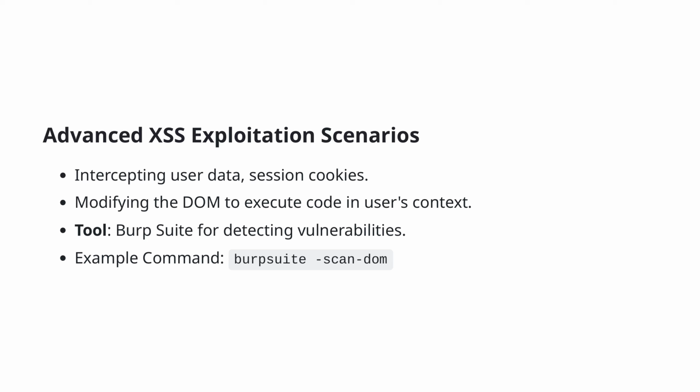In this slide, we are discussing advanced XSS exploitation scenarios. Here, attackers take a more sophisticated approach by intercepting user data and session cookies and modifying the DOM to execute code within a user's context. This can lead to significant breaches, as it allows attackers to manipulate session information and extract data directly from an unsuspecting user's browser. To identify such vulnerabilities, we can utilize tools like Burp Suite, which is highly effective in detecting potential XSS threats in a web application. An example command for Burp Suite is Burp Suite Scan DOM, which focuses on scanning the document object model for vulnerabilities.